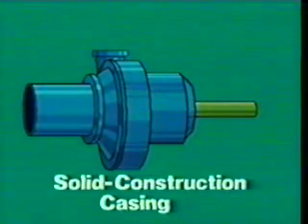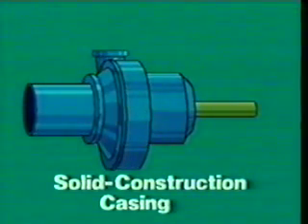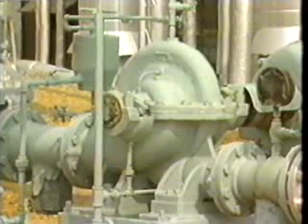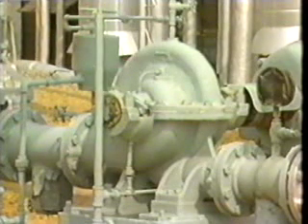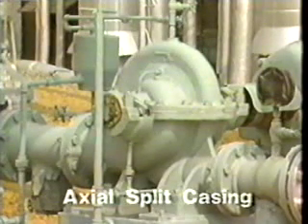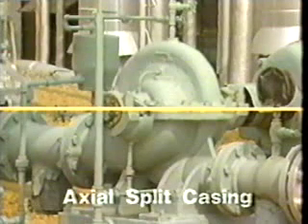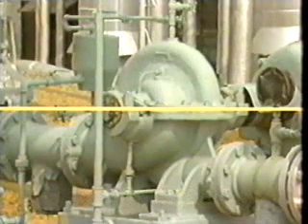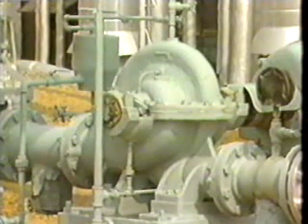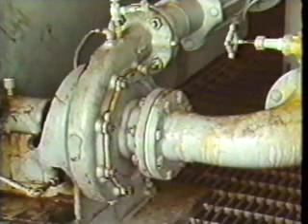Solid construction casings have a removable cover or faceplate that gives you easy access to the impeller. They're called solid because the discharge casing is one piece. Split construction pump casings are either axial or radial. They're axial if the split is along the center line of the shaft. If it is, the upper half of the casing can be removed, giving easy access to the pump shaft, impeller, and bearings. Radial splits are perpendicular to the center line of the shaft.